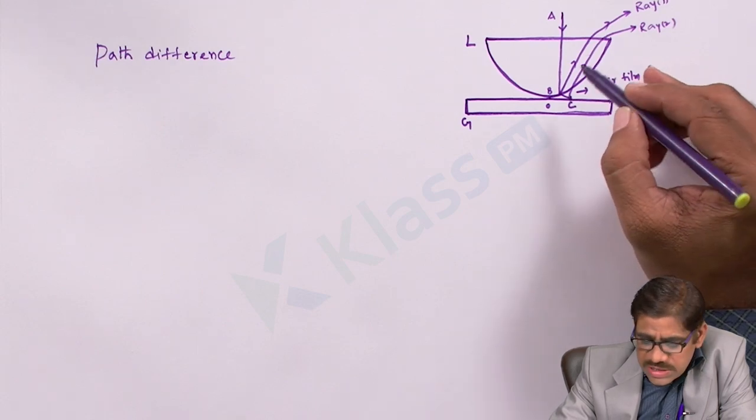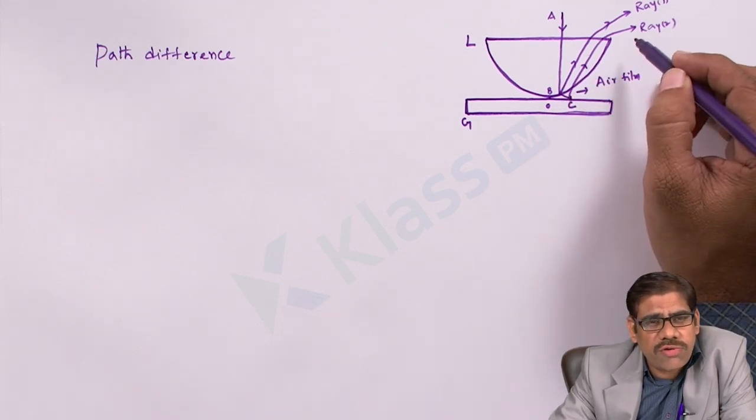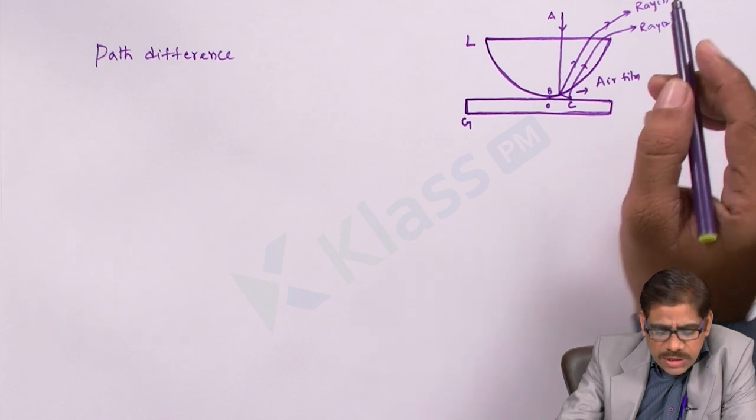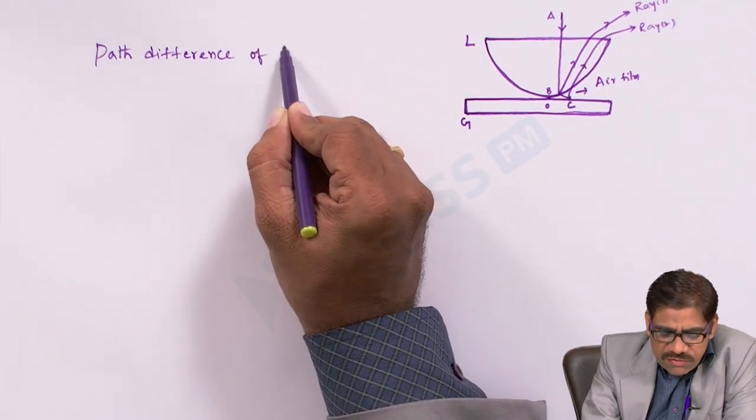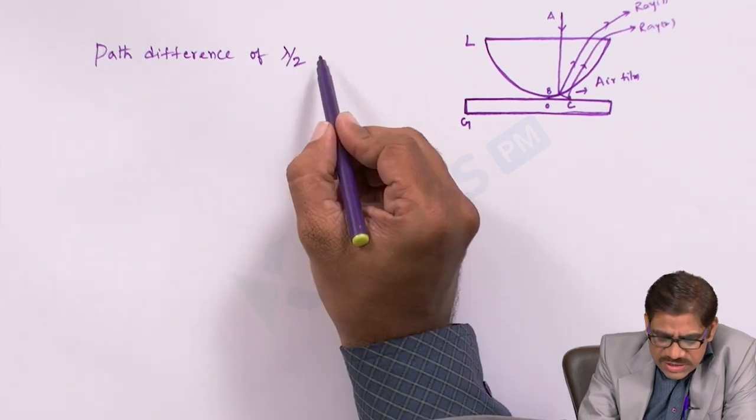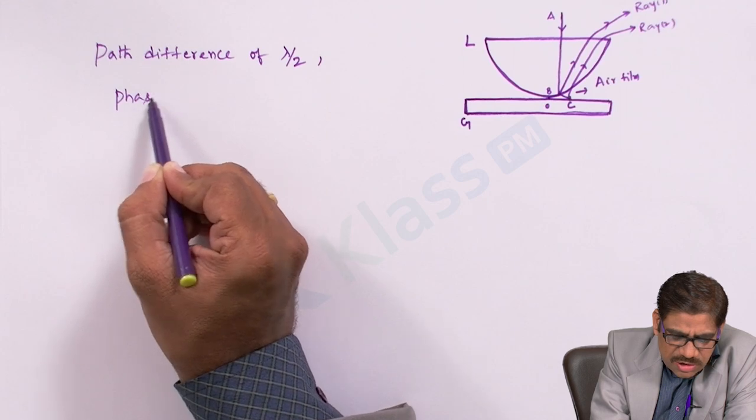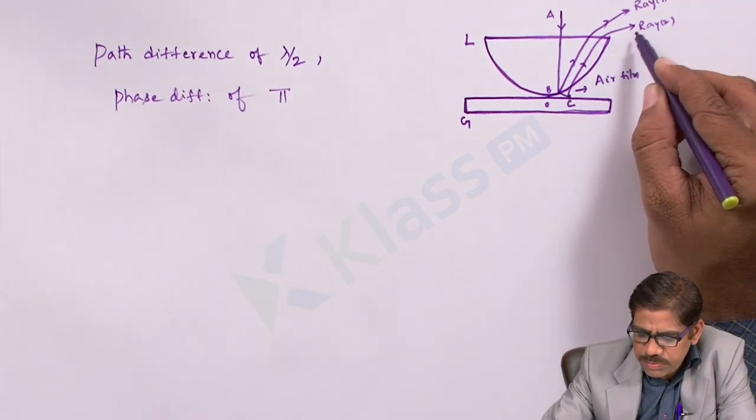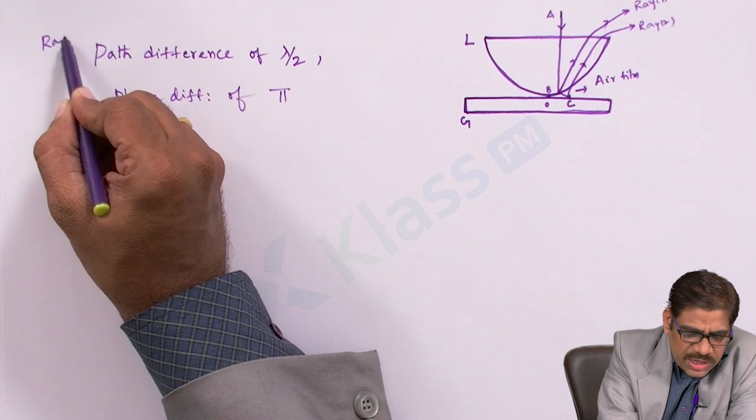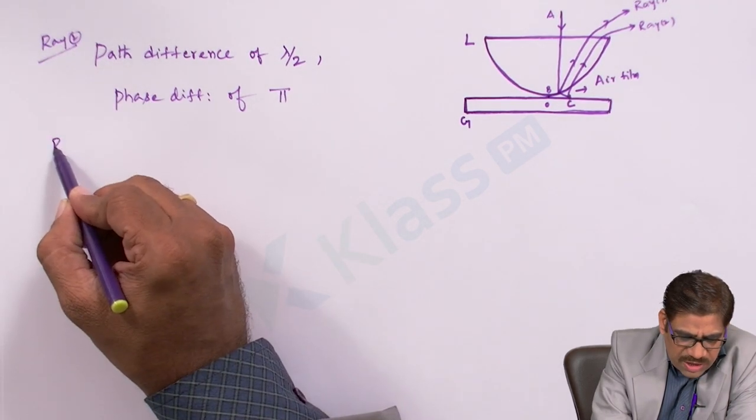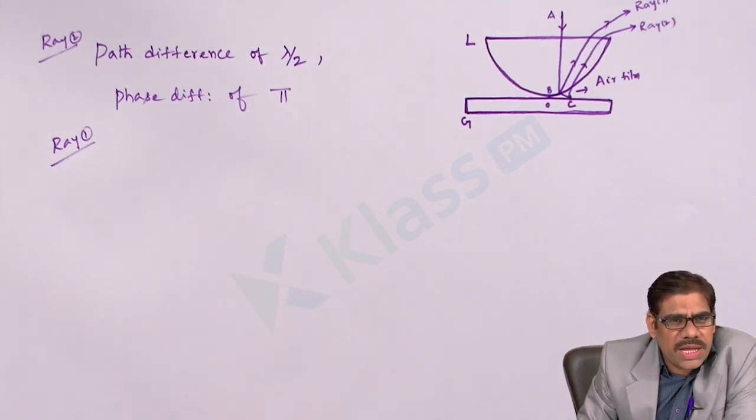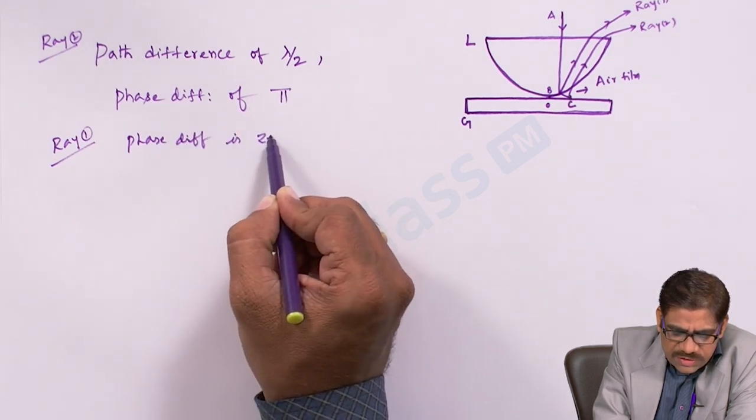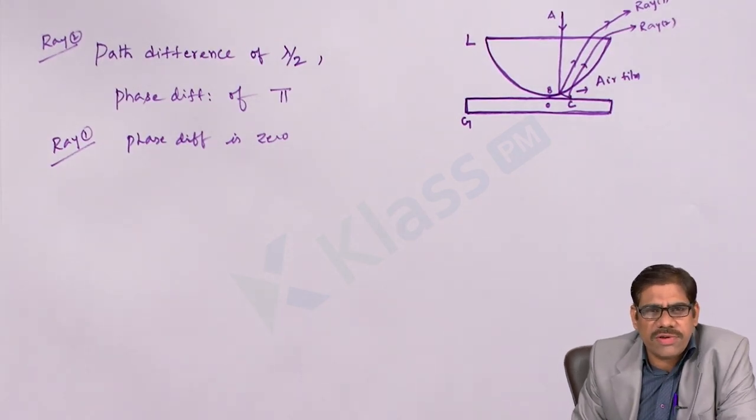Whereas for ray 2, once it is getting refracted and then transformed to form ray 2, in that sense it is undergoing a path difference of lambda by 2, and a phase difference of pi. So, this is the phase difference of pi, concerned with ray 2. Whereas for ray 1, there is no change of path. The phase difference is 0, so it is not undergoing any kind of phase difference.